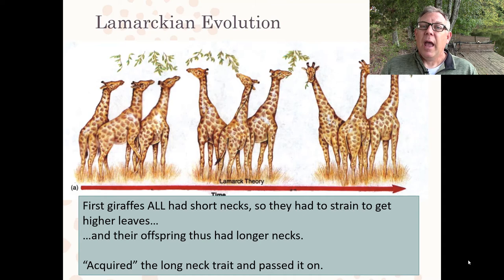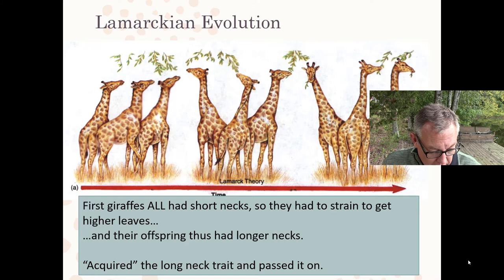And then when they have babies, their babies are born with a little bit longer neck. And then those offspring have to stretch and stretch and stretch, and over their lifetime, their neck gets a little bit longer. And then their babies are born with a longer neck, and so on and so on. And so they acquired this longer neck. Over their lifetime, they stretched and made their neck longer and then passed that on to their offspring. This is Lamarck's idea of how species can change gradually over time.